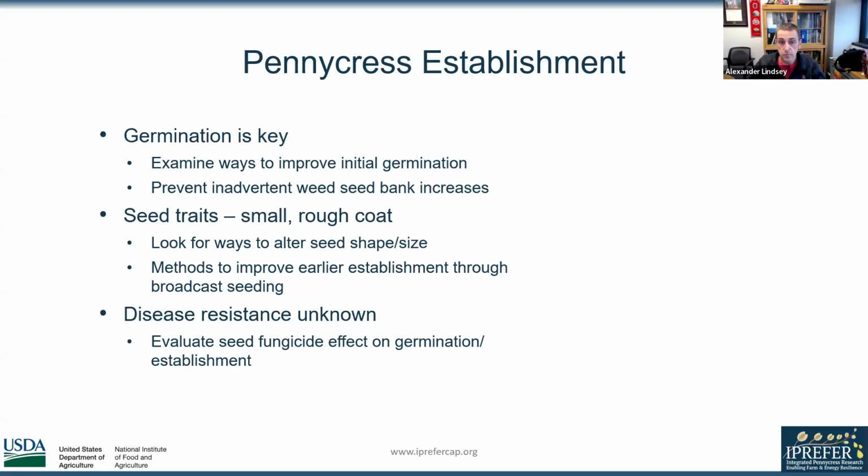Germination is key. Without solid stands from a crop production standpoint, we don't get a good yield. And potentially, if we're planting a bunch of dormant seed into the soil, we're creating weed seed bank issues in future years, and it could be a problem. There are multiple seed traits to consider. It's a small, rough seed coat.